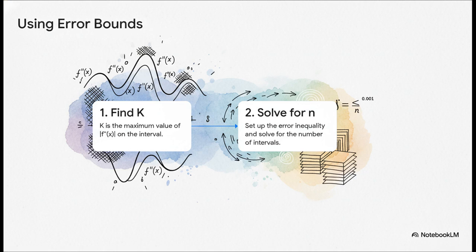First, you have to find this value k. K is the maximum value that the second derivative of your function hits on your interval. And the second derivative is really just a measure of how curvy the function is. So k is like finding the peak curviness of your graph. Once you've pinned down k, you just set up the error formula, tell it how much error you're willing to tolerate, and solve for n.